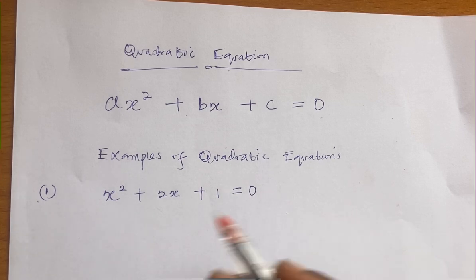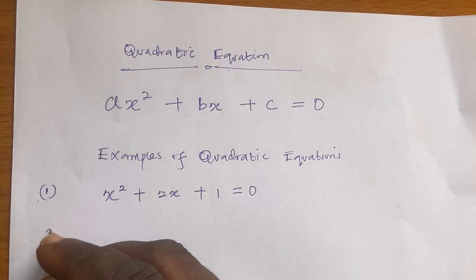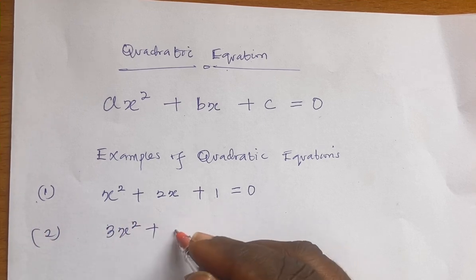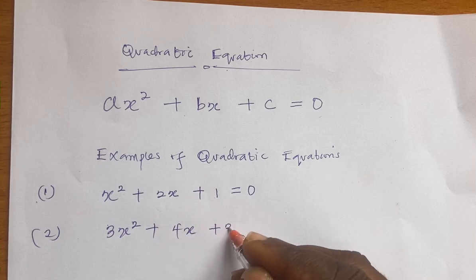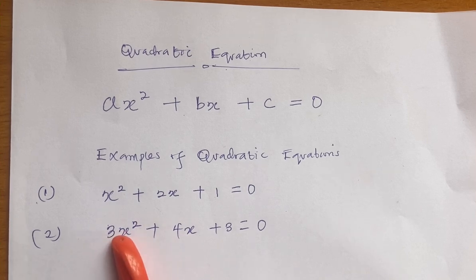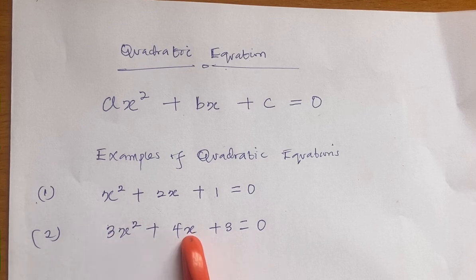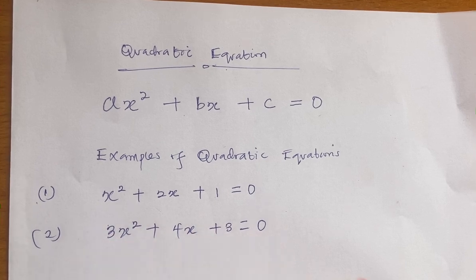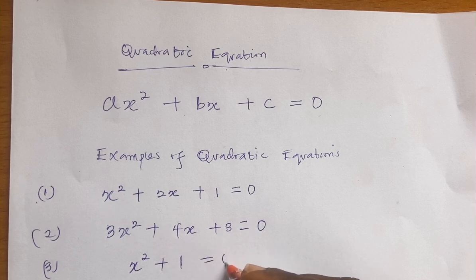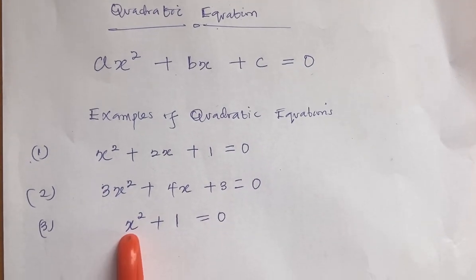This is a kind of quadratic equation. Now you can have something like this too: 3x squared plus 4x plus 3 equals 0. This is another kind of quadratic equation. The coefficient of x squared here is 3, the coefficient of x is 4, and the constant is 3. Then another kind of example: x squared plus 1 is equal to 0. This is also a kind of quadratic equation.